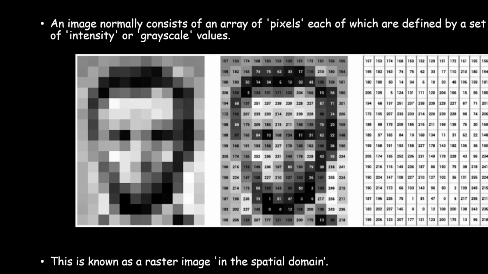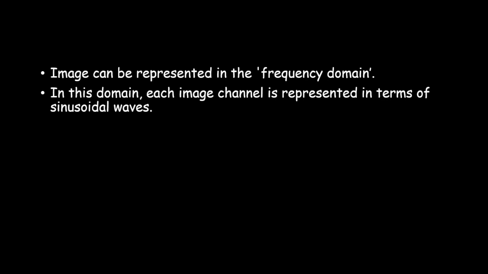Now here is an image that is given, which is nothing but an array of pixels, and each of the pixels is defined by the intensity, or we call the grayscale values. So the pixels are clearly visible here, and the intensity of that is again visible, and these colors are linked with values ranging from 0 to 255, and this type of image is called a raster image in the spatial domain. So any image that is in spatial domain can also be represented in frequency domain.